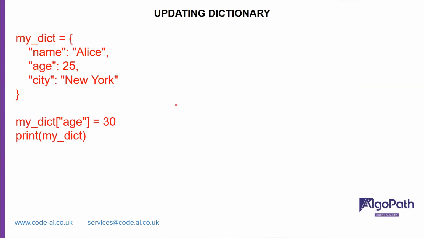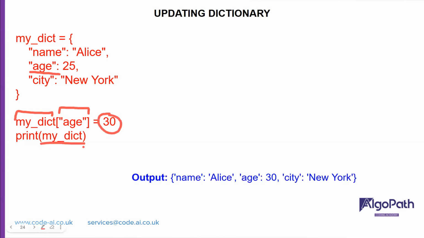Updating the dictionary. Updating the dictionary is also super easy. All I need to do is give it the name of the dictionary, of course, because we could have many of them. I grab square brackets again with age, and then I change it to whatever value I want, in this case 30, print it out again, and I now get 30 instead of 25. So very quickly, you could make a for loop here, run around, and change all the values to whatever you want.